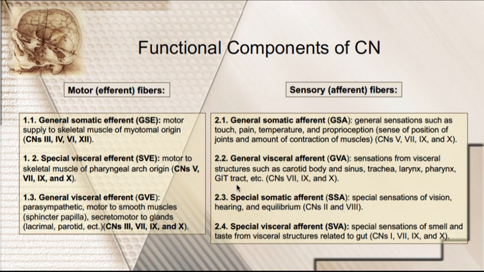For transmission of unique sensations, we have special sensory fibers. The special visceral afferent fibers for conveying of taste and smell, and the special somatic afferent fibers for the special senses of vision, hearing, and balance.